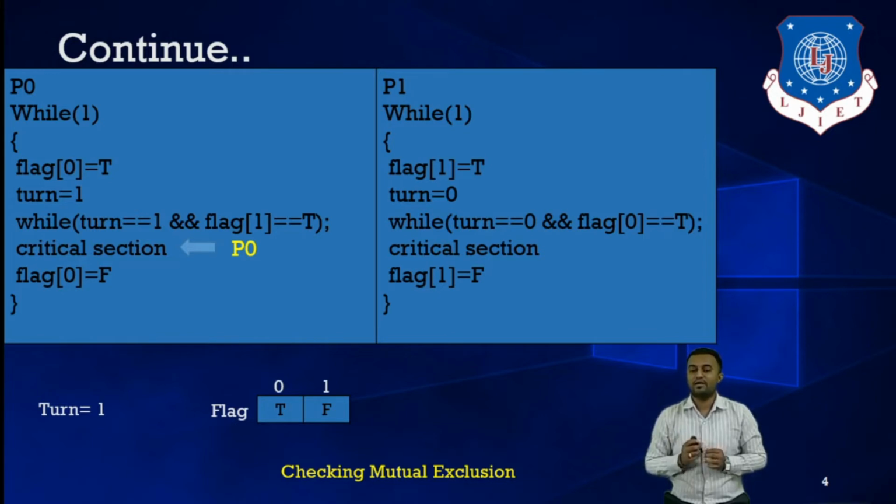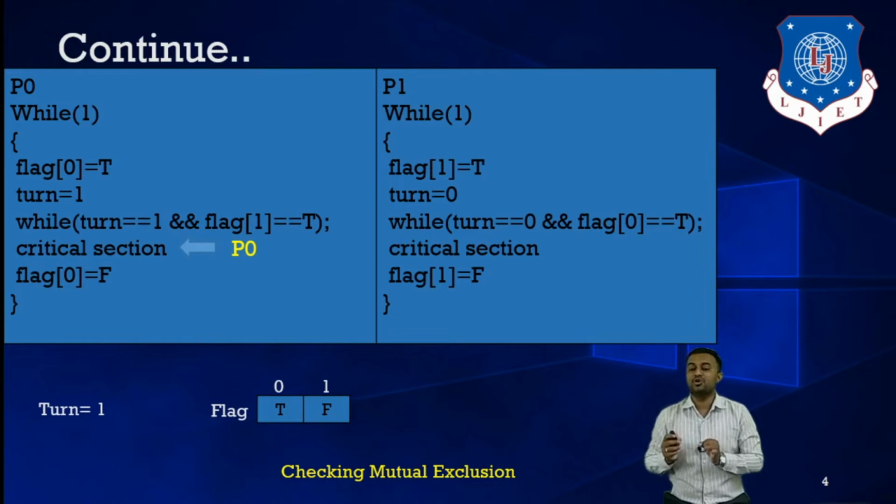Now we have one condition, in the inner while loop: while turn is equal to 1. Right now we have set the value of the turn variable to 1, so this condition is satisfied. This condition holds true. Then a logical AND is used. So if the first condition is satisfied and the second condition is satisfied, then the whole condition holds true. So what is the second condition?